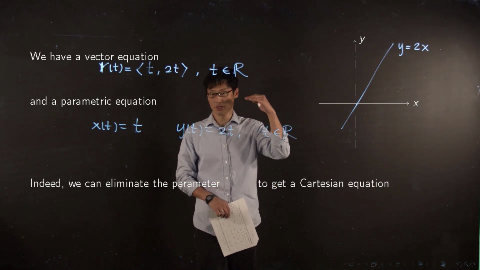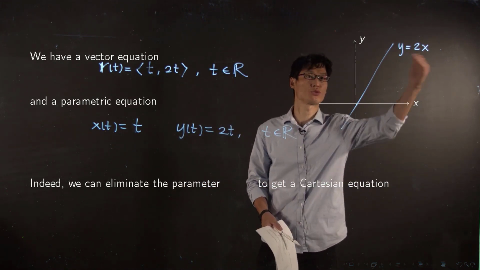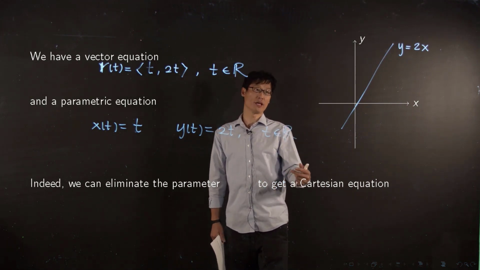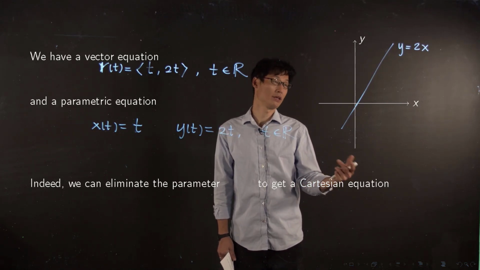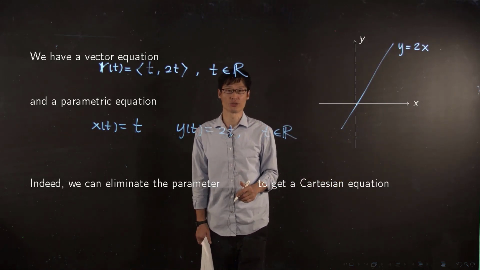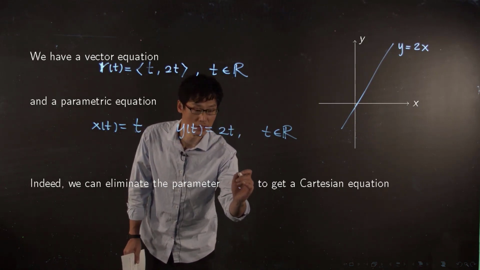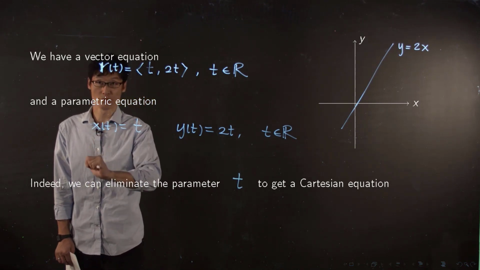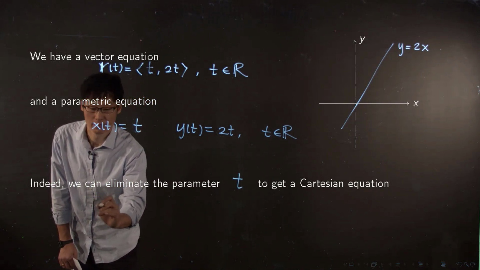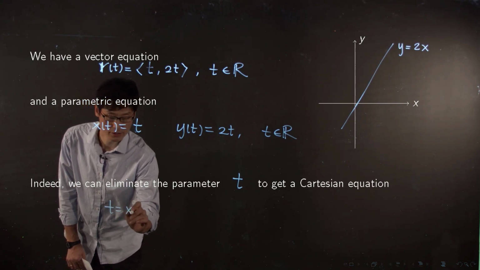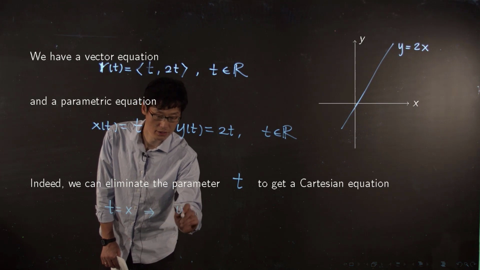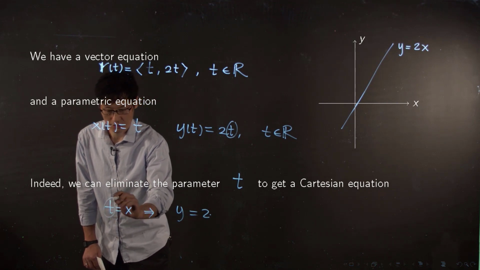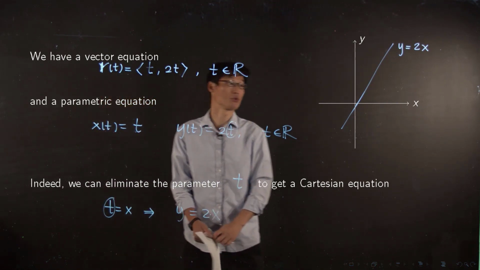Okay, so for the given Cartesian equation y = 2x, we found the vector equation and parametric equation. Actually, we can eliminate the parameter t to get back to this Cartesian equation. Once you eliminate t, you will get back to the Cartesian equation. Once you solve this for t, we have t = x. And then our y becomes 2 times this t. You replace this t by x. So this is our original equation, y = 2x.